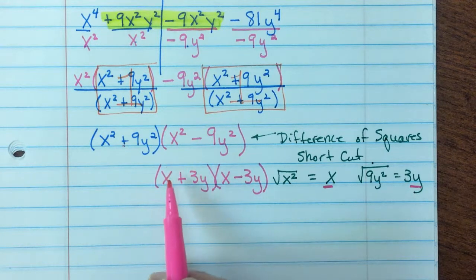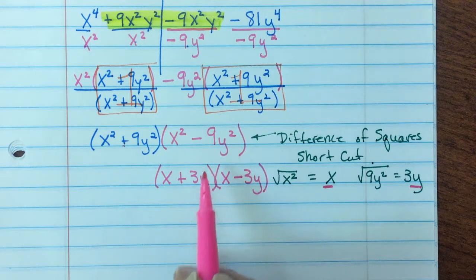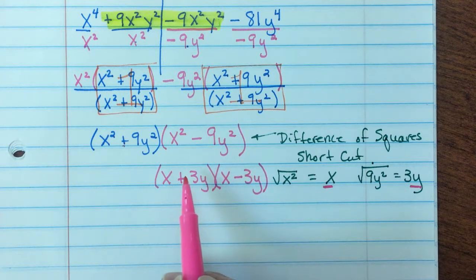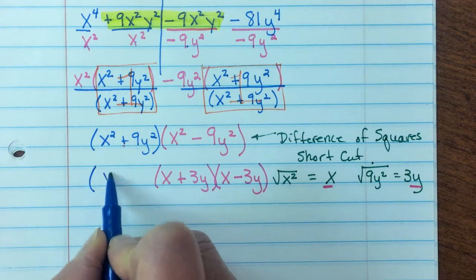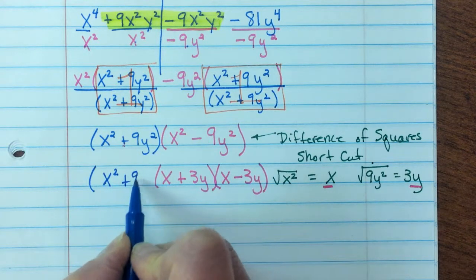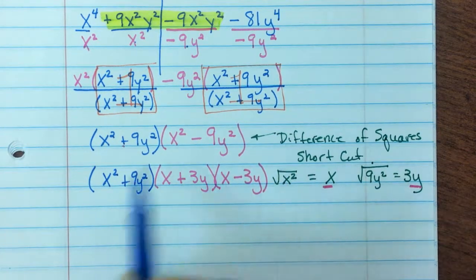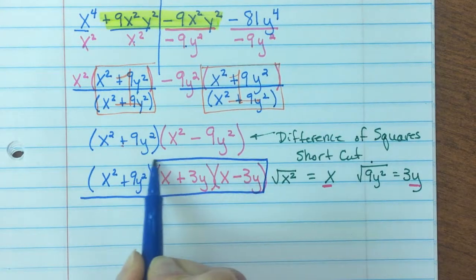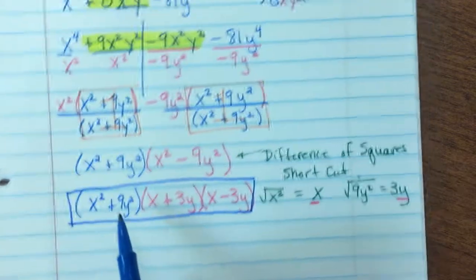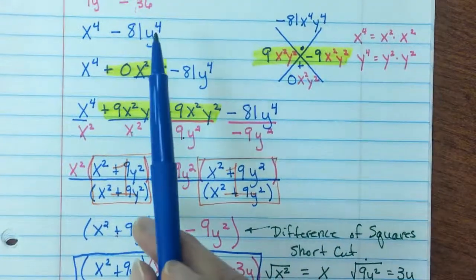You can see where I got my x and my 3y from. I took the square root of this, that's the first term. I took the square root of that, that's the second term, and I have to have a plus or minus. Do not forget your sum of squares, which is prime. So this whole thing right here is your factor of this.